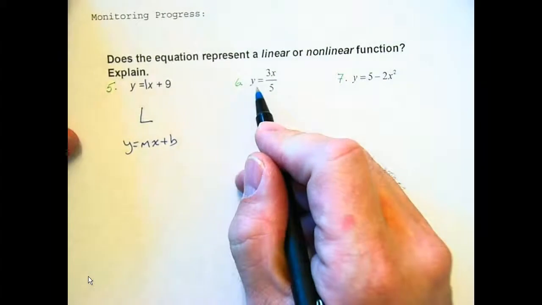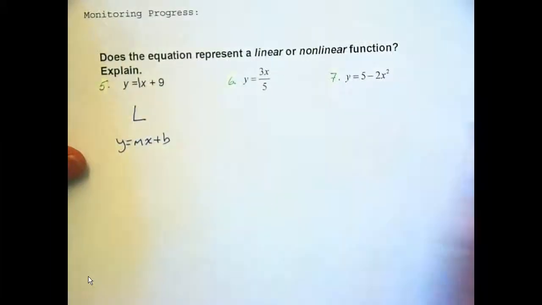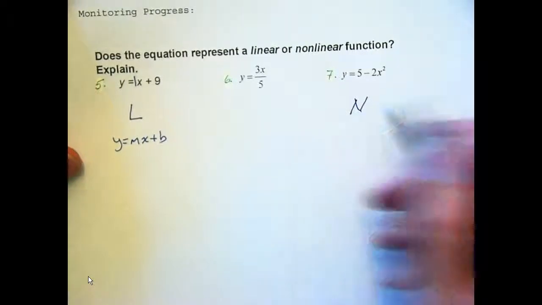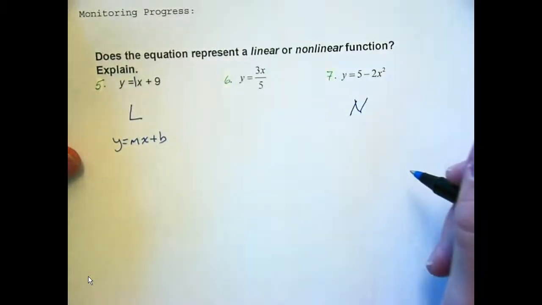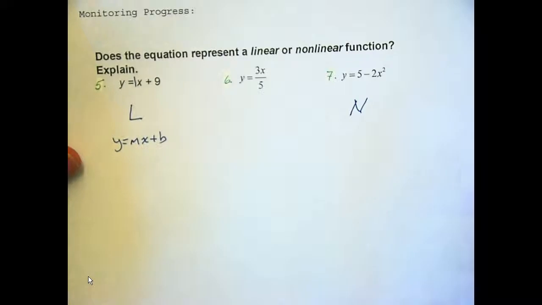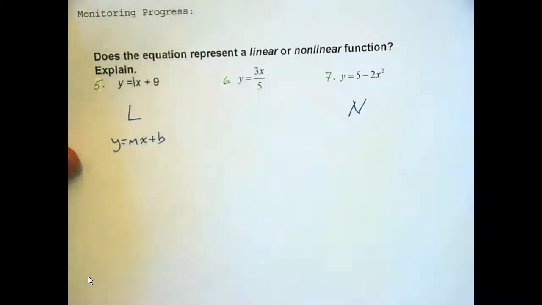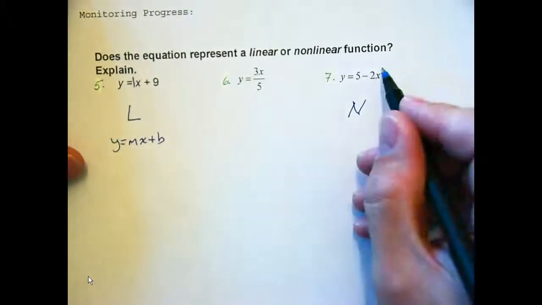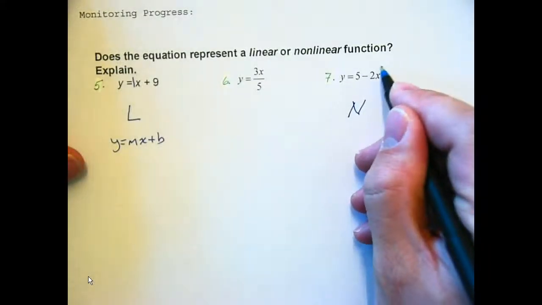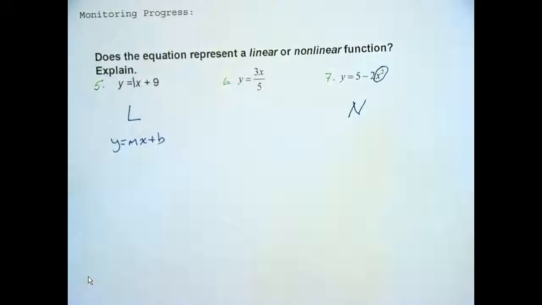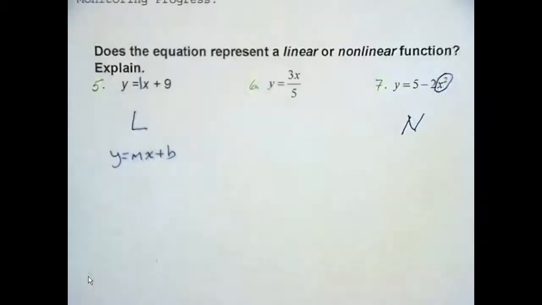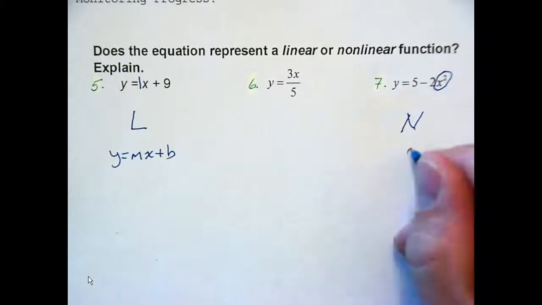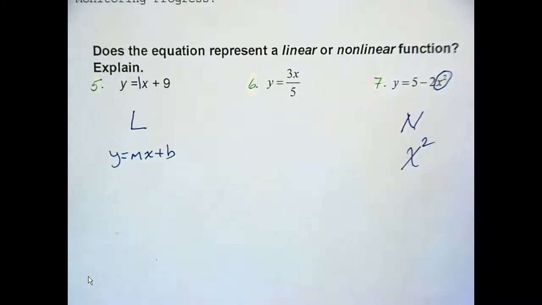Okay, how about, let's go to the easy one. Number 7, linear or nonlinear? Nonlinear. You sure? I'm sure. Okay, Tyler, why is this nonlinear? Because it has x to the power of whatever it is. It's squared. Yes, it is nonlinear because of the little power up there. X squared. That's our issue.